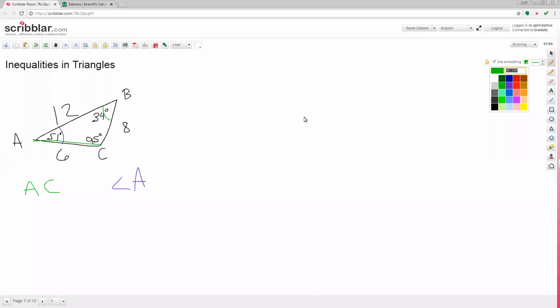Or we could look at the largest. 12 is the largest side. It's across from the largest angle, 95 degrees. So this relationship of being across from each other holds true all the time. The medium size angle 51 corresponds to BC. It's the side across from it.